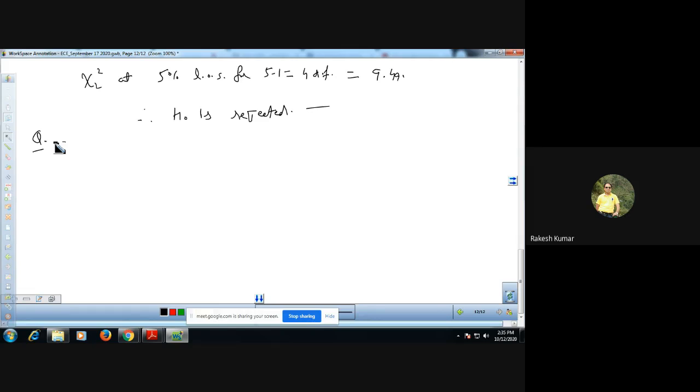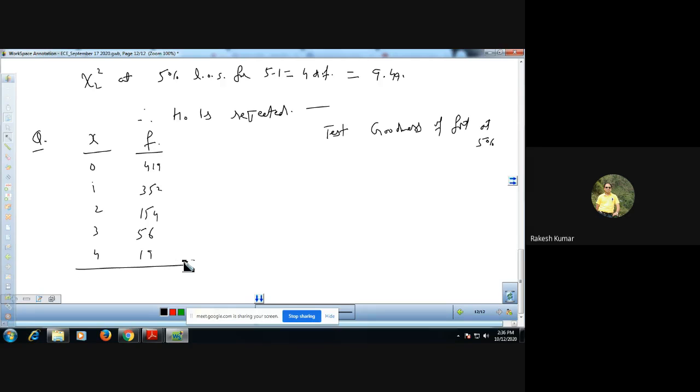Now, come to the Poisson distribution. For Poisson distribution, we have simply been given the data, and they have said: fit a Poisson distribution and test the goodness of fit, whether this is a best fit or not at 5% level of significance. X is given to us as 0, 1, 2, 3, 4. Frequencies are given as 419, 352, 154, 56, and 19. And its sum total comes out to be 1000.